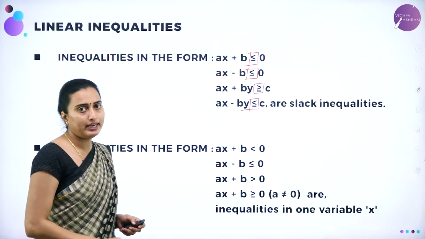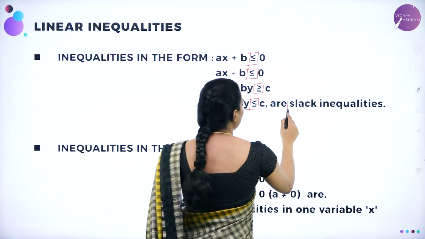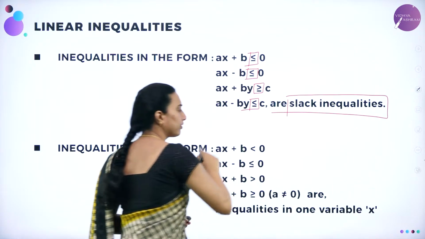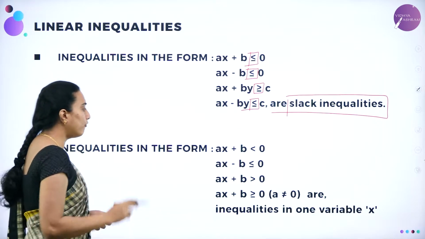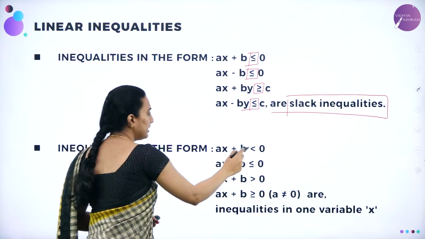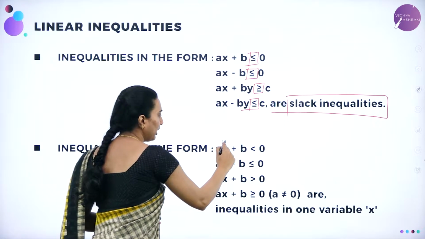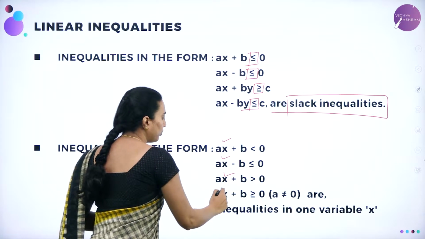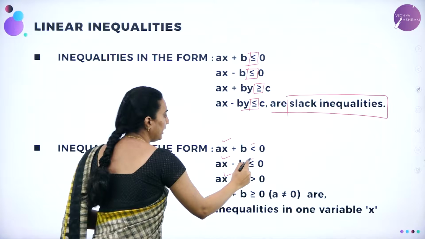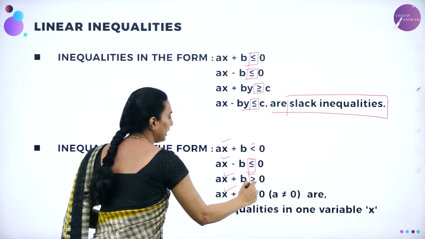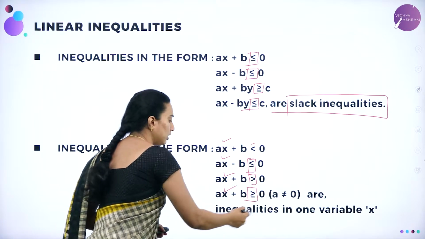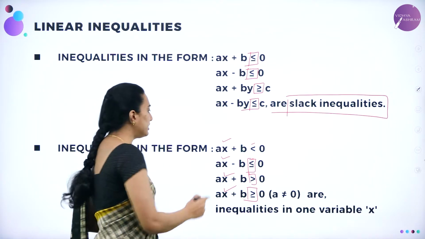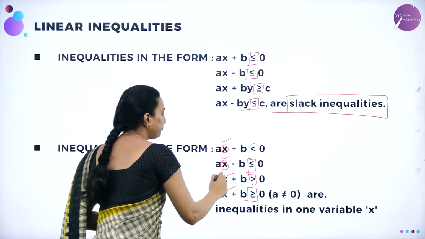Those inequalities are going to be known as slack inequalities. Okay, this you need to understand. Next, inequalities in the form of only ax plus b is lesser than 0, ax minus b. You can observe, dear students, we are using a strict inequality here. This is a slack inequality, strict inequality. But here, a not equal to 0 are going to be known as inequalities in one variable.